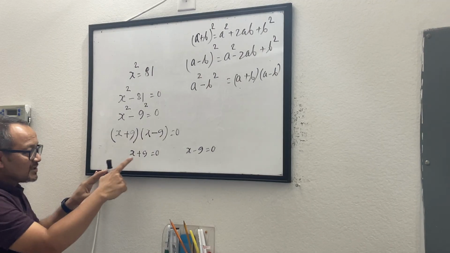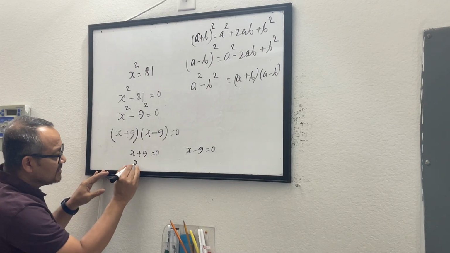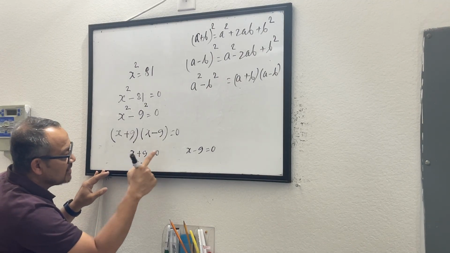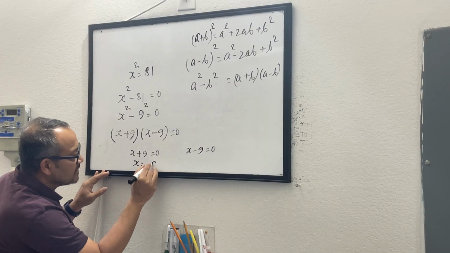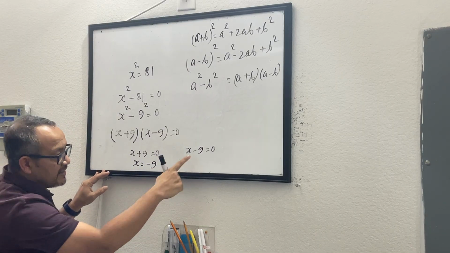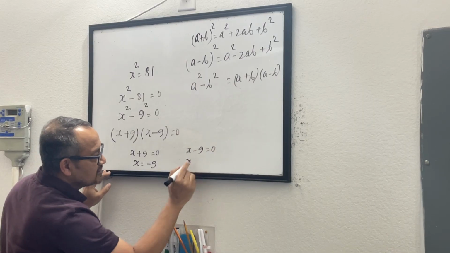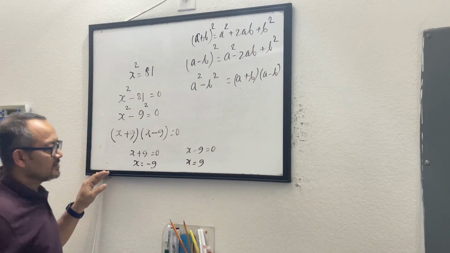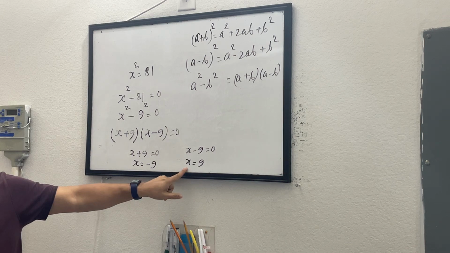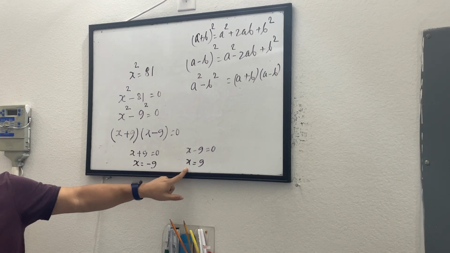So when x plus 9 is equal to 0, that means x will be equal to, this 9 goes to this side and becomes minus 9. When this one is 0, this goes to this side and becomes plus 9. So I have two values of x, minus 9 and plus 9. How does it sound? Good.